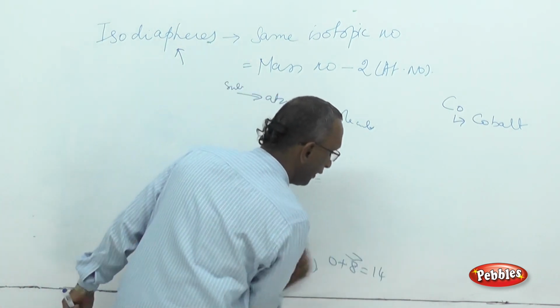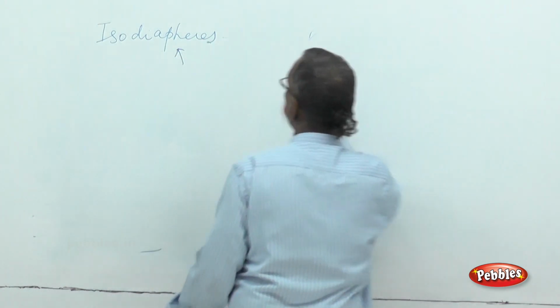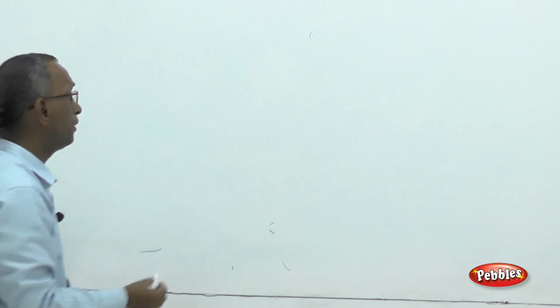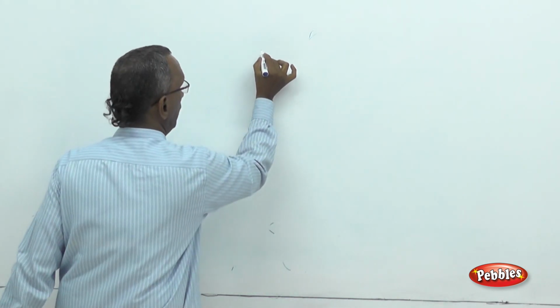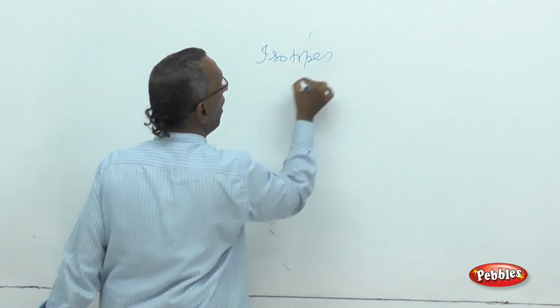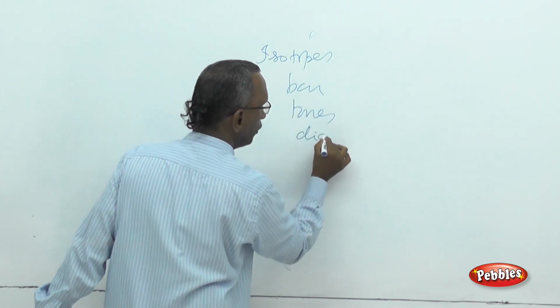So we have isodiapheres and isoteres. Isotones are the systems with the same number of neutrons. So these are to be noted: the different concepts are isotopes, isobars, isotones, isodiapheres and isoteres.